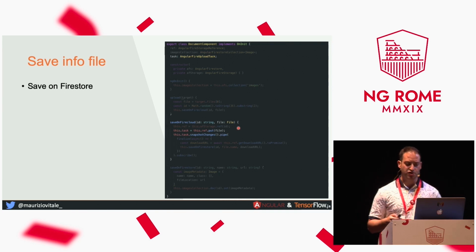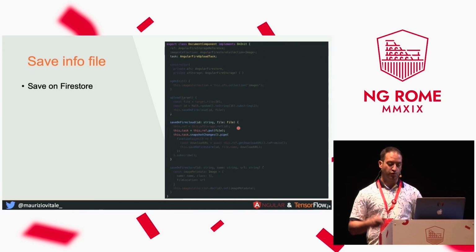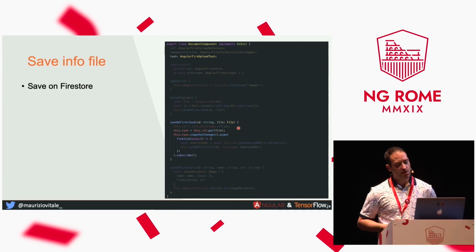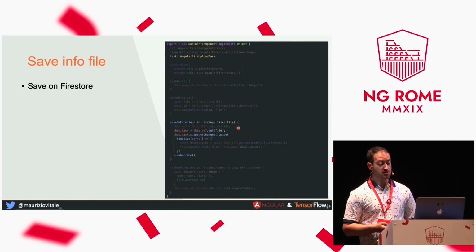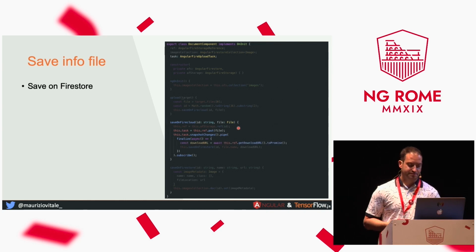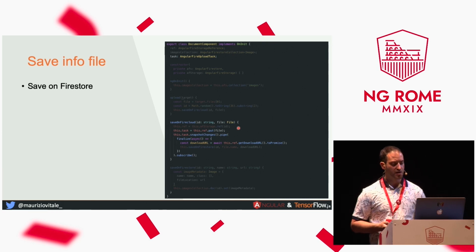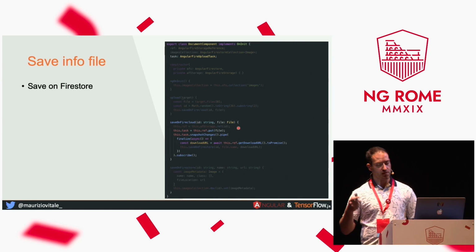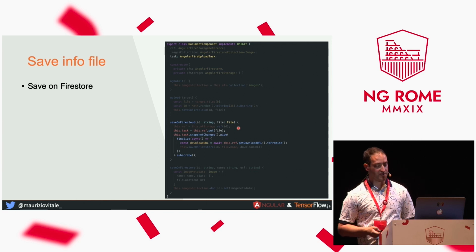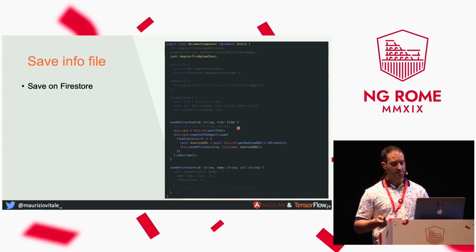And because we need just the URL, we need to make sure that the upload is completed. So in this case, this is the reason why I'm using the finalize RxJS operator. And so after, we can just call the download URL. And at this point, we have the location of the file in the cloud and all the other information that we need. So we can save this info inside the database.